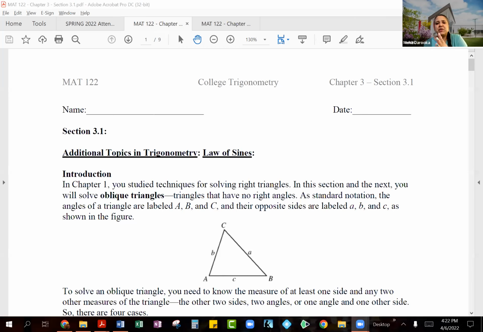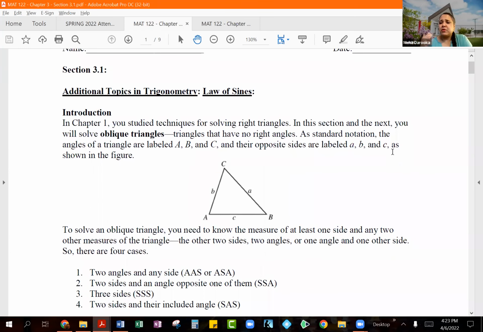Alrighty, guys. So as you can see, we are now getting into how to solve oblique triangles. In chapter one, again, we studied how to solve right triangles. We looked at the different trigonometric functions, the Pythagorean theorem, SOHCAHTOA, and all of those different definitions to help us solve right triangles. So now let's get into how to solve oblique triangles.